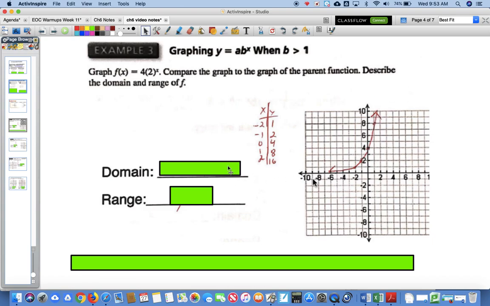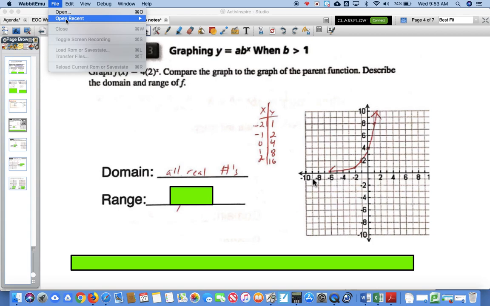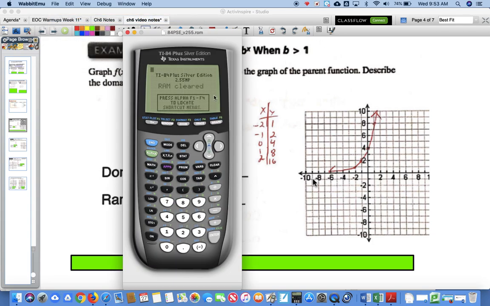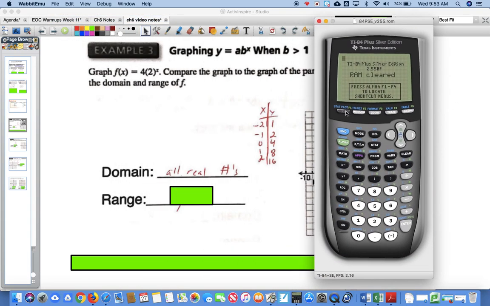Okay. Domain is all real numbers. Always, for these types, unless we have a clear start and stop. Range is what's unique. What is going on with these graphs is this would be exponential growth, but on this side here, it just keeps going down. If you look at your table, maybe I'll go ahead and pull up the table here so you guys can see it a little bit easier.